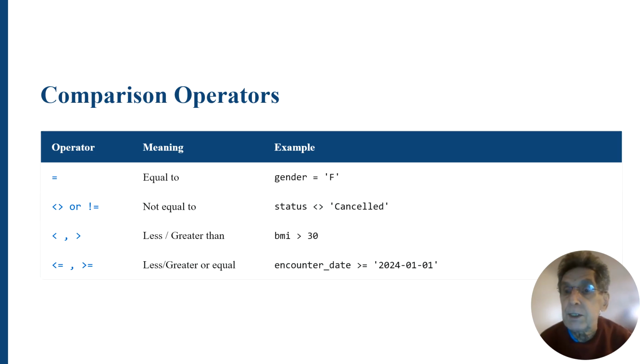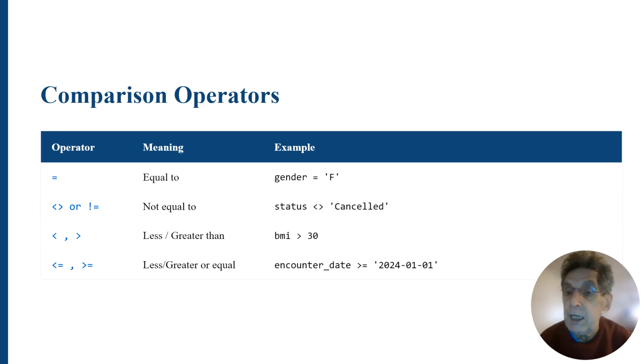To build conditions in your where clause, you need comparison operators. Let me walk through the main ones. The equal sign tests for equality, like gender equals F to return the rows where the gender column contains an F for females. Not equal can be written two ways. It doesn't matter which way you do it, they're equivalent. You can use the angle brackets, less than, greater than, adjacent, side by side, and that means not equal. Or you can use exclamation point equal, which means not equal. Both mean exactly the same thing.